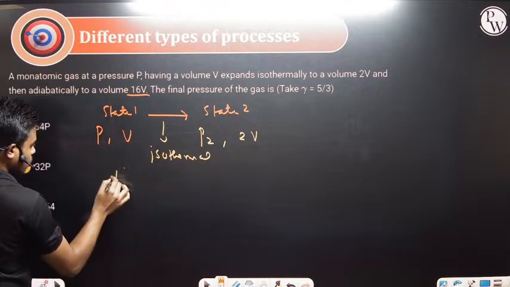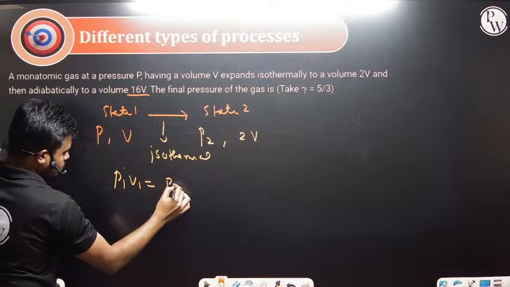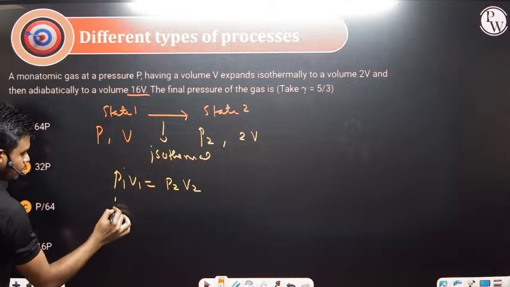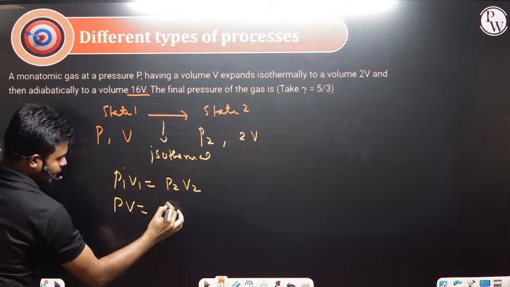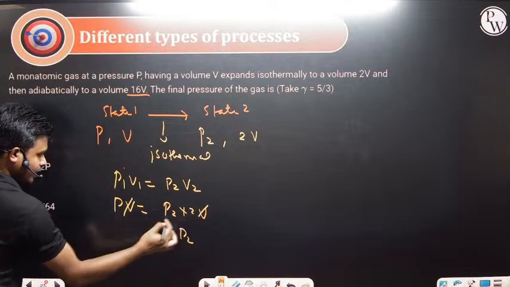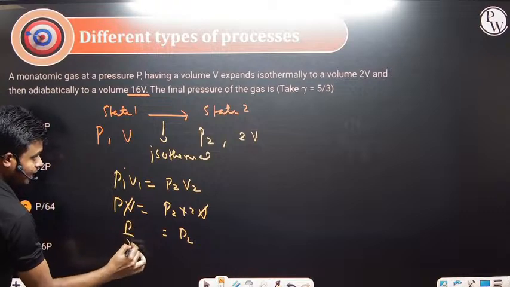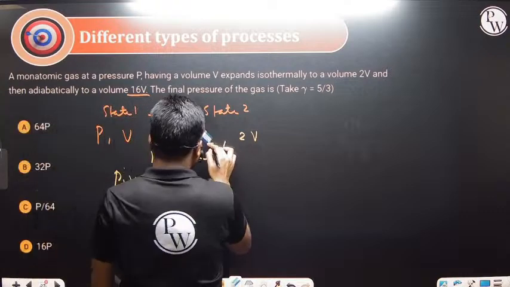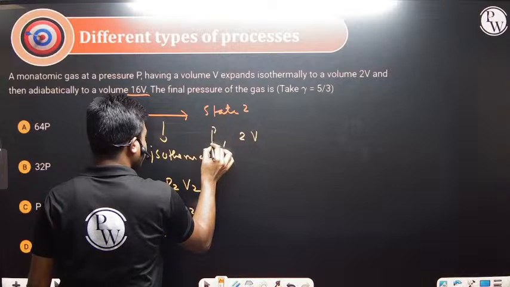So this process is isothermal, and we know what happens in isothermal: P1 V1 is equal to P2 V2. So we can calculate directly from here, P into V is equal to P2 into 2V. So what is P2? V and V cancel, and we get P2 is equal to P by 2. So at this point we got the pressure, I am directly writing here, pressure is P by 2.